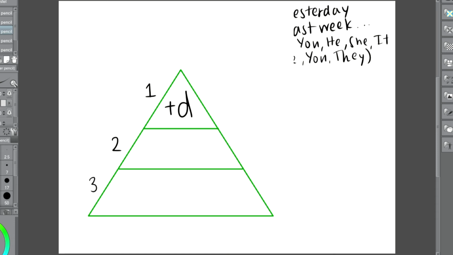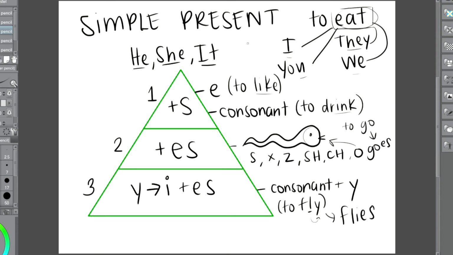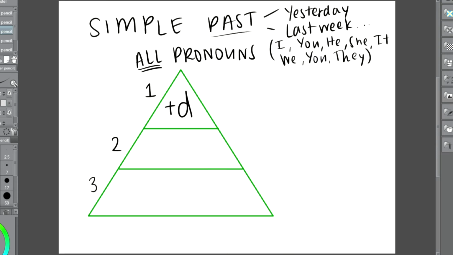If you remember again, let's look back at the simple present. In each of our rules, we were adding the letter S, right? And then sometimes we add ES or IES, but all of them have the letter S. Similarly, in the past, all of our rules are going to end with a letter D. So, for rule number 1, this is any verb that ends with the letter E. Simple as that.